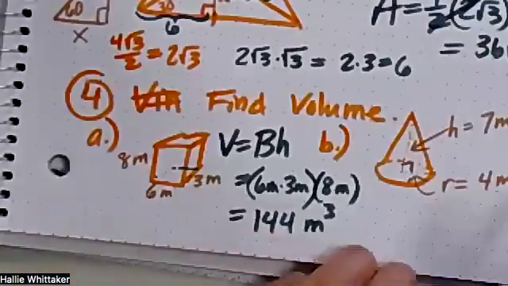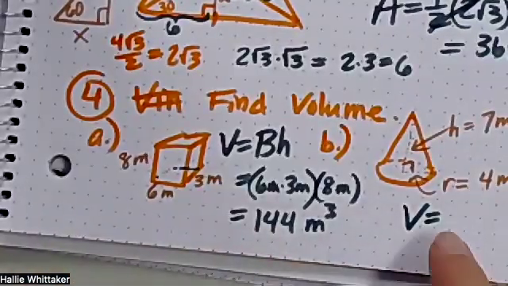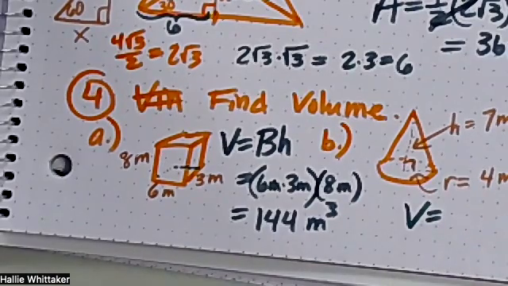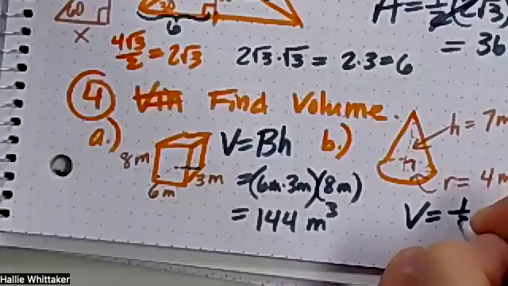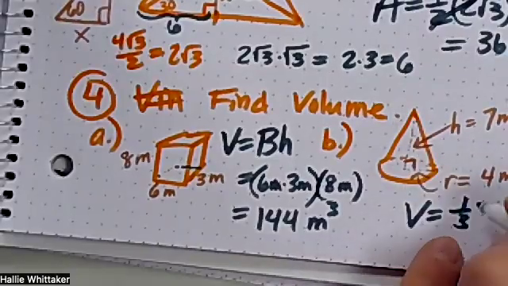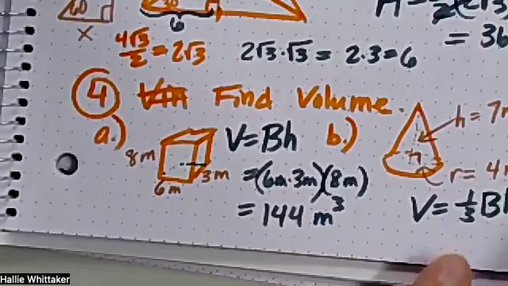Nice job. Okay. What's the only difference in the formula for the cone? Who remembers that? A third. Good job, Avery. So for a cone or a pyramid, it's 1/3 the area of the base times the height.